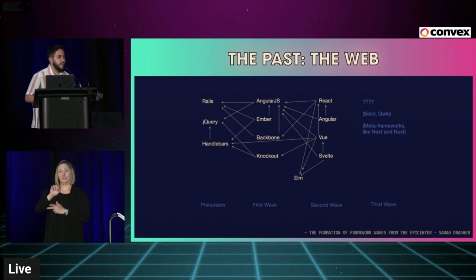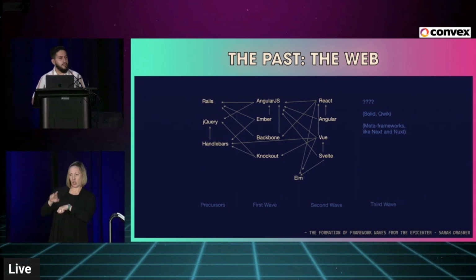And then we had a follow-up wave with the first generation of SPAs and client-side rendering. We had AngularJS, Ember, Backbone, Knockout, and others. And then, finally, we got React, the next iteration of Angular, Vue and Svelte, and now we're approaching the era of the so-called meta frameworks. But that's a topic for another session.